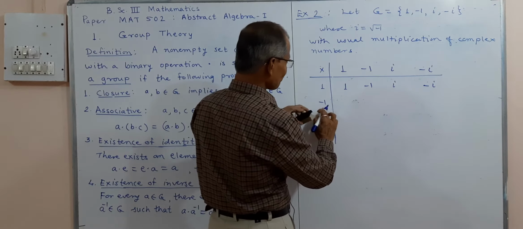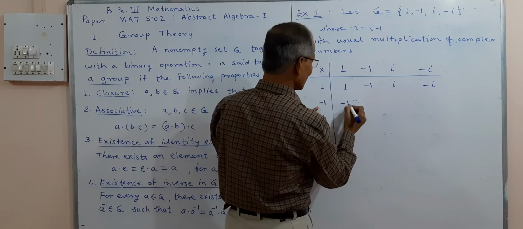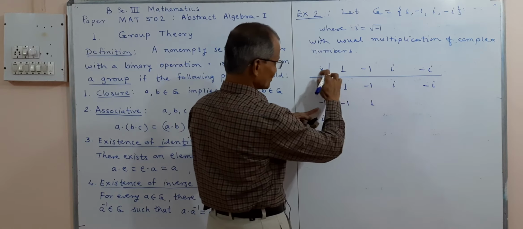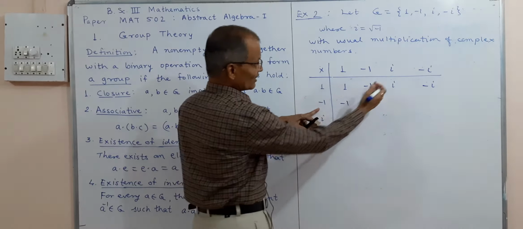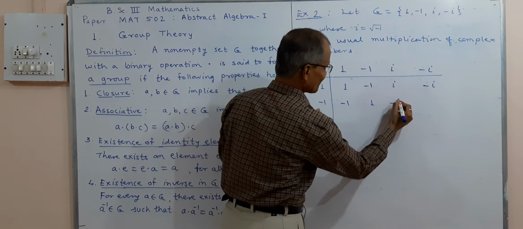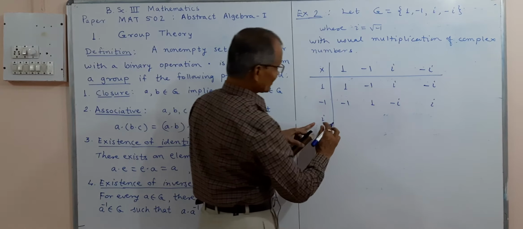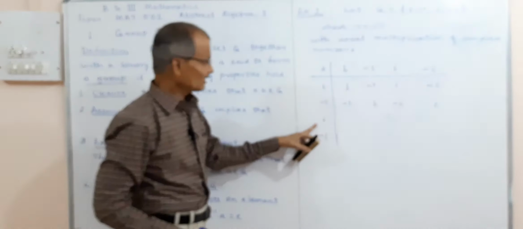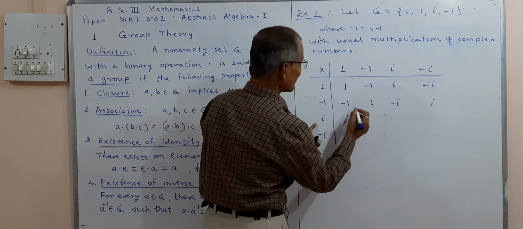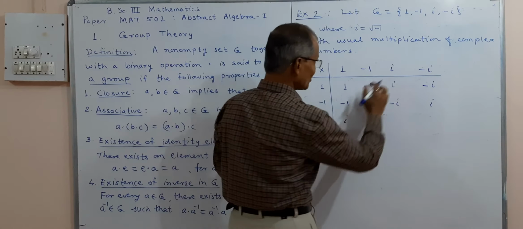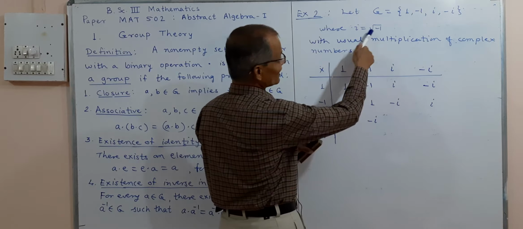Similarly, second row, minus 1 into 1, minus 1, minus 1 into minus 1 is plus 1, product of these two. And minus 1 into i is minus i, minus 1 into minus i is plus i. Now multiplication with i: i into 1 will be i, i into minus 1 will be minus i, i into i is i square, and i square is minus 1.